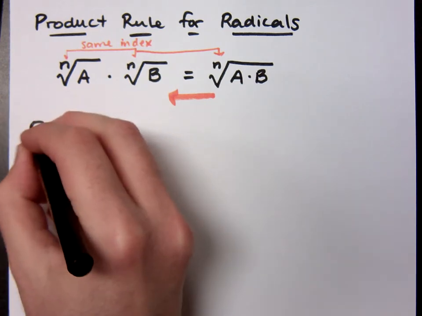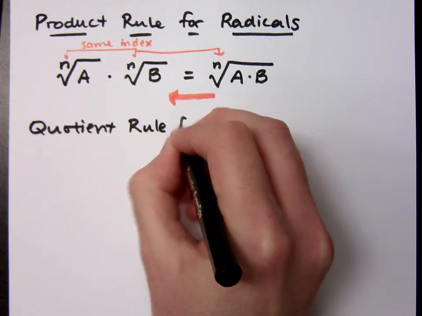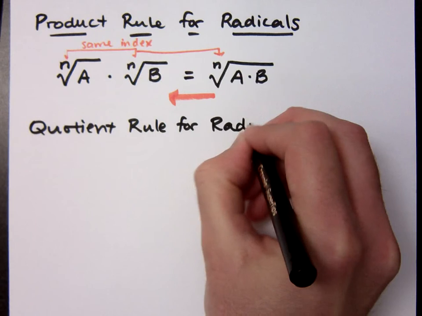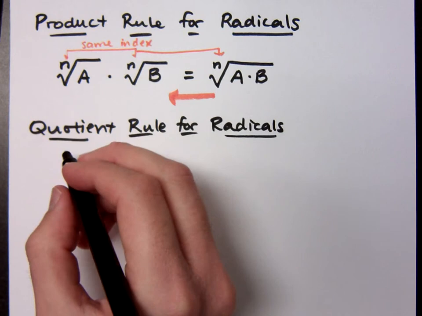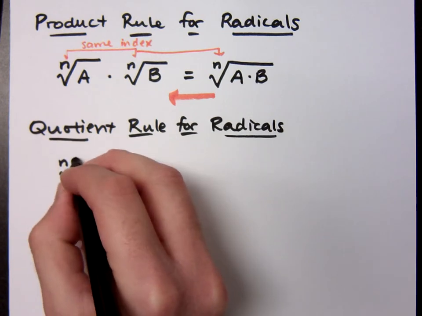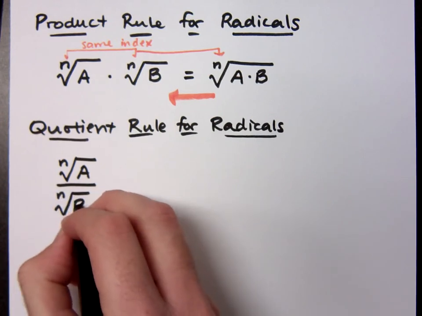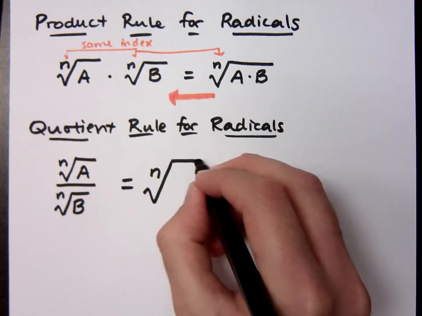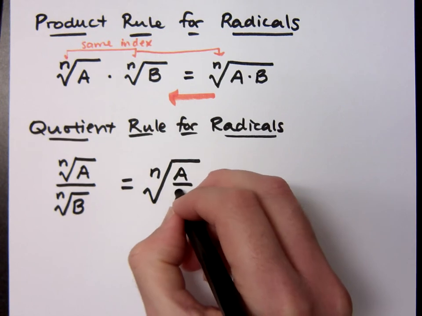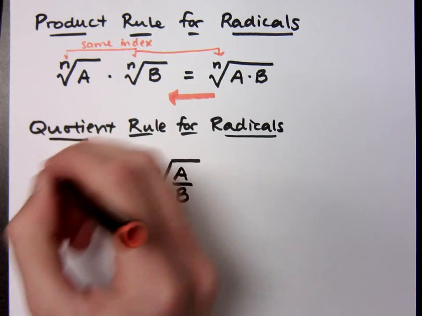At the same turn, we also have the quotient rule for radicals. The quotient rule for radicals is probably exactly what you would expect it to be. If I have the nth root of a divided by the nth root of b, I could write this as one single fraction, the nth root of a over b. Again, you notice that we have to have the same index.